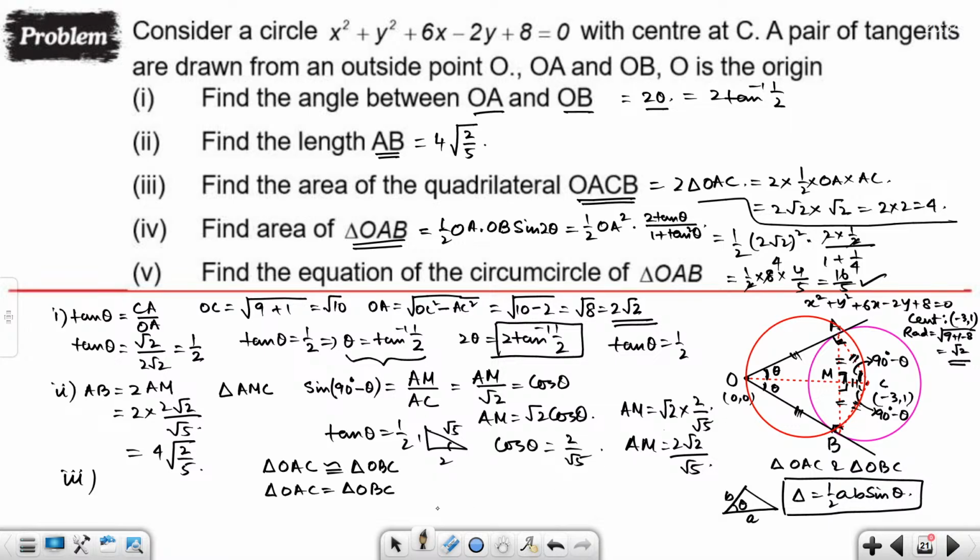So what will be its equation? I'm doing it here. The equation is (x minus 0)(x plus 3) plus (y minus 0)(y minus 1). That's it. So the equation comes to x square plus y square plus 3x minus y equals 0. As simple as that. Is this problem clear to everyone?